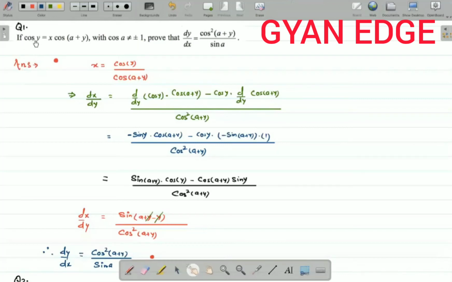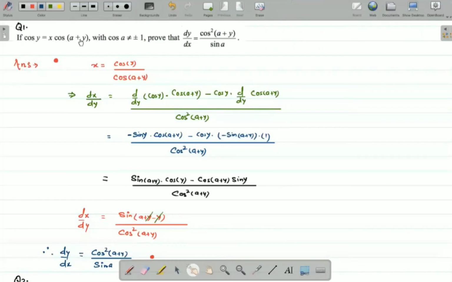We are given cos y equals x into cos of (a plus y), with cos a not equals to plus minus 1. Under this condition, we have to prove that dy by dx equals cos square (a plus y) upon sine a. Now in this question, we can see that we are not given y explicitly in terms of x or x explicitly in terms of y.